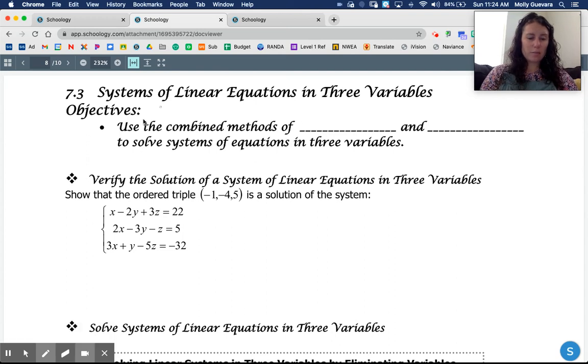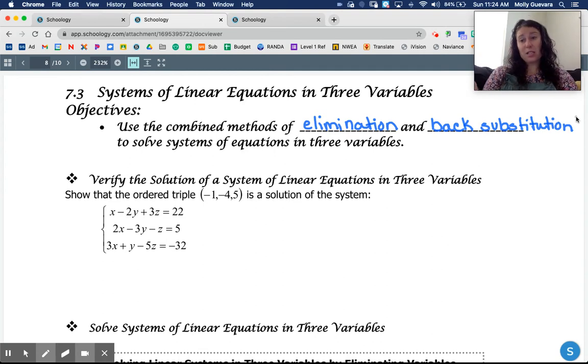So we're going to use the combined methods of elimination. We're going to be using elimination a lot, and then what we call back substitution, right? So once I've found one variable, I plug it back in to find another variable. But now we're going to be solving systems of equations with 3 variables instead of just 2.